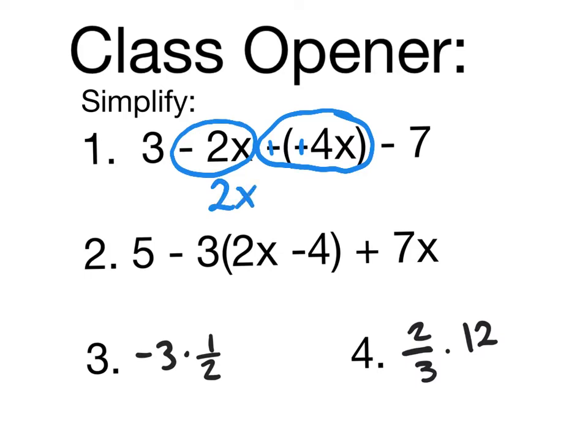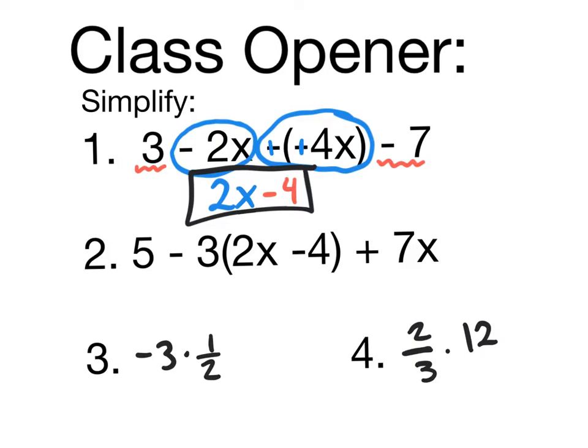And yes, when we combine the 3 with the minus 7, that's like having $3 and owing $7. You're going to owe $4. So your answer is 2x minus 4. And you can't really do anything else with that, because they're not like terms. This is an x and this is a number.